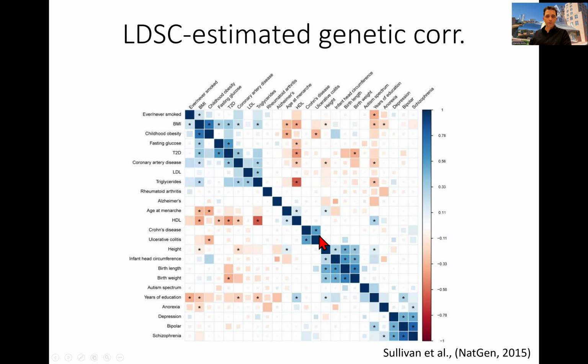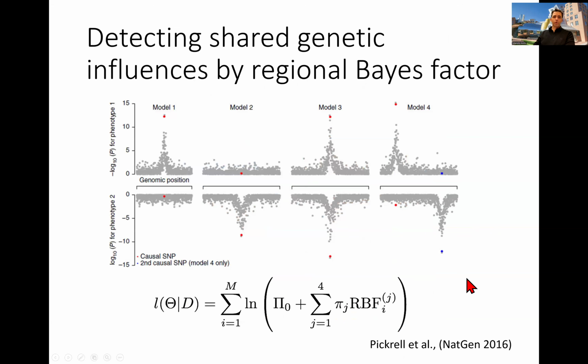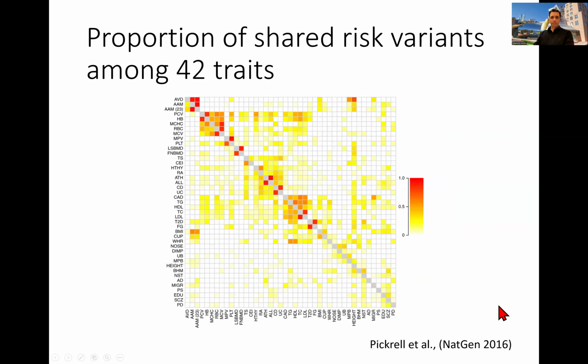You see that Crohn's and ulcerative colitis, age of menarche and HDL cluster together, you see that rheumatoid arthritis is quite distinct on its own, and so is Alzheimer's. But triglycerides, LDL, and coronary artery disease are in fact highly correlated, and so on and so forth. Everybody with me here? So that's now bringing genetic information to understand these correlations and these shared genetic influences.